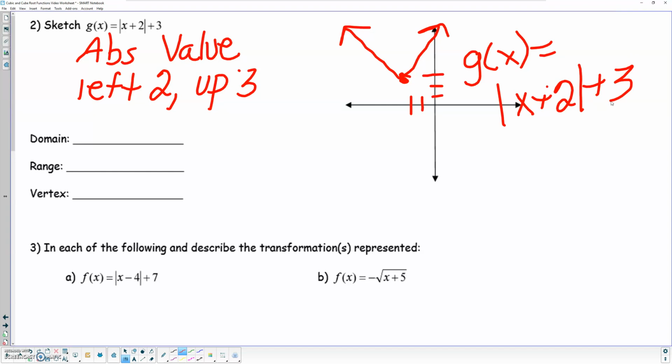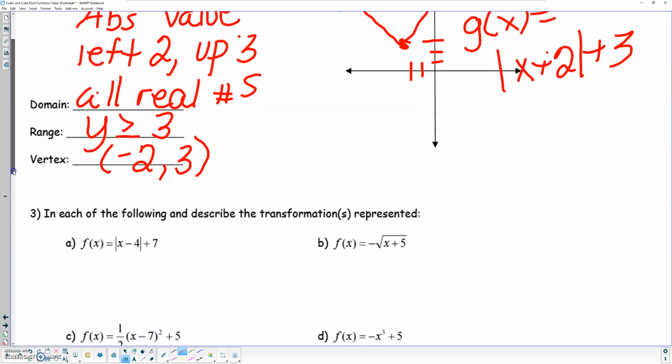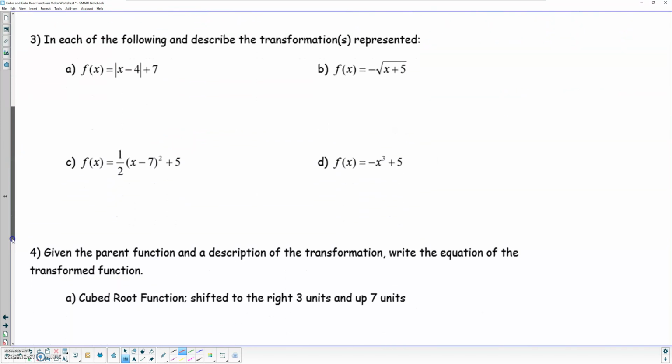Okay, so here our domain is all real numbers, right? Our graph goes all the way to the left and all the way to the right. Our range, our minimum y value is 3, so our range is y is greater than or equal to 3. And our vertex, or the turning point, is -2, 3. Okay? All right, number 3 I'm going to leave for you guys to try. The answer key will be posted on Google Classroom.